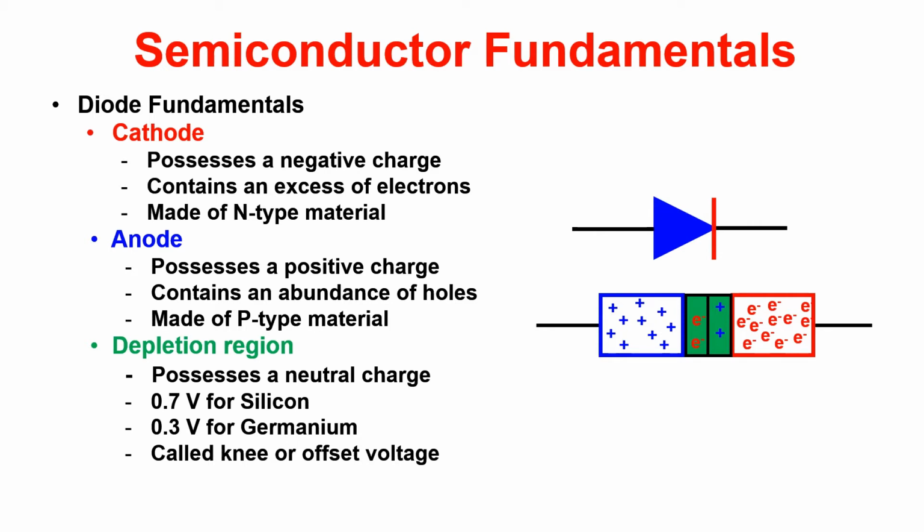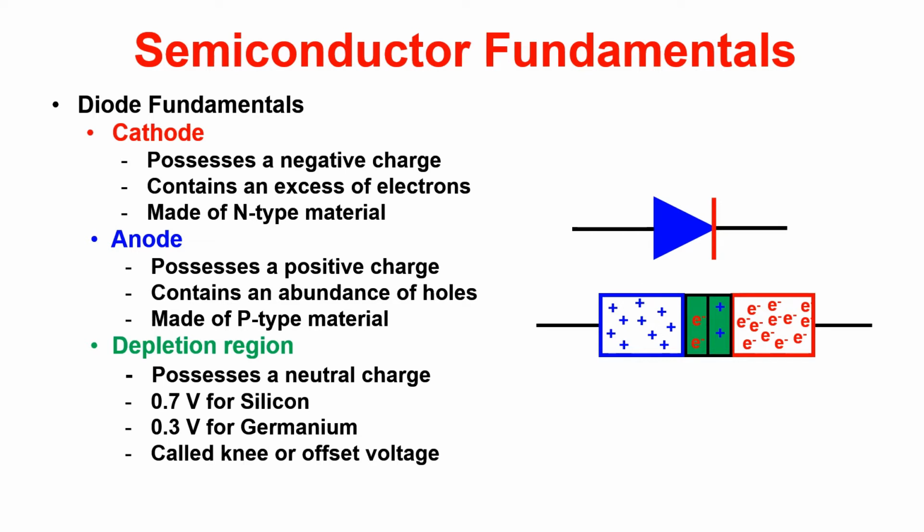The cathode possesses a negative charge and is represented by the red bar in the drawing. The cathode contains an excess of electrons and is made of N-type material. This brings us to the anode, represented by the blue triangle in the drawing. The anode possesses a positive charge and is made of P-type material. So an easy way to remember this, right? Cathode, N-type material, cats are negative. The anode is positive P-type material. So positive charge, P-type material.